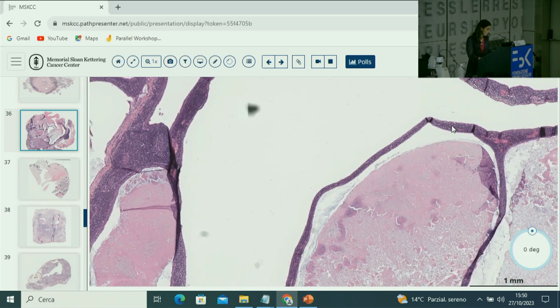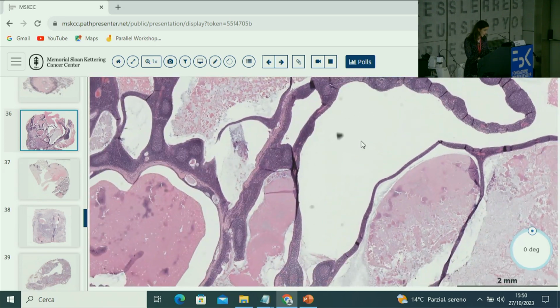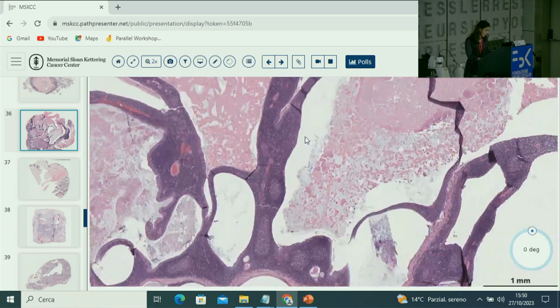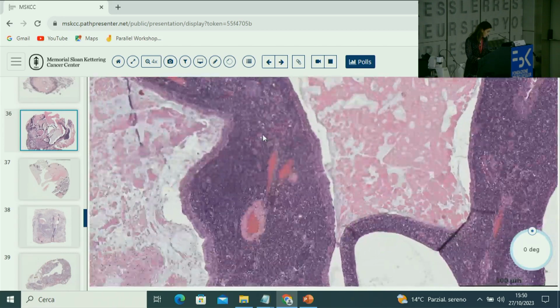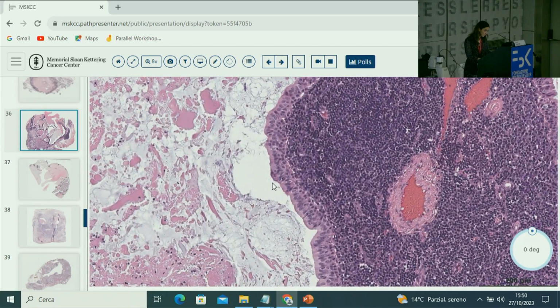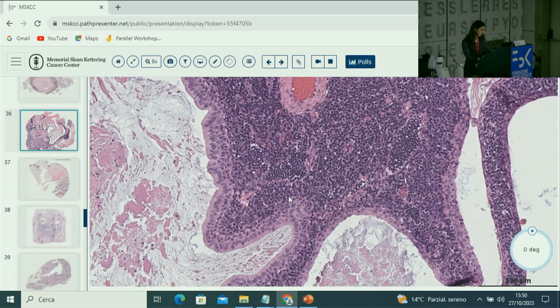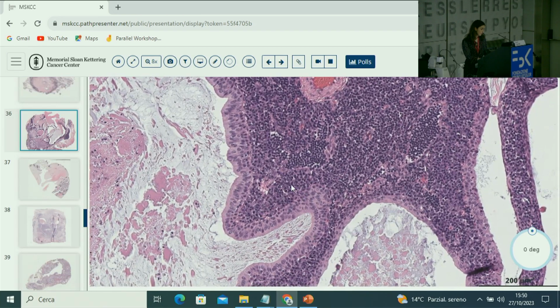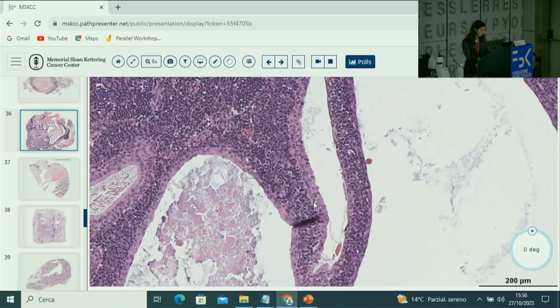So this is a Wharton-like mucoep. As you see, it's very cystic and has lymphoid stroma everywhere. And if we look at the lining, it can be oncocytic, and as we see here, it has this columnar-like appearance with the basal layer that we see typically in Wharton, although Wharton may be a bit more oncocytic, but it can look like Wharton, definitely.